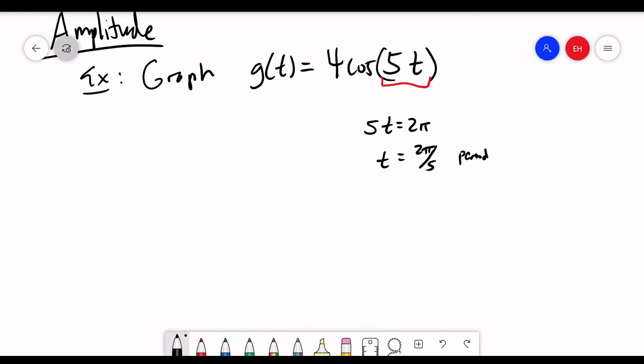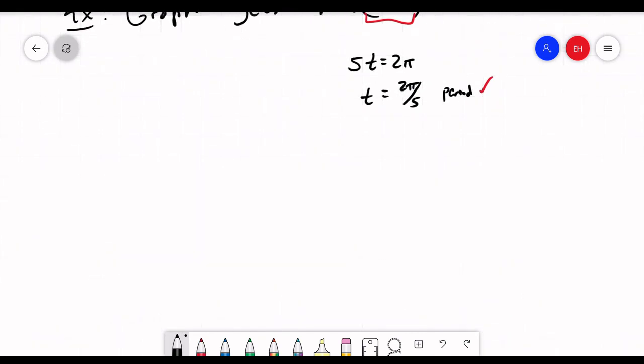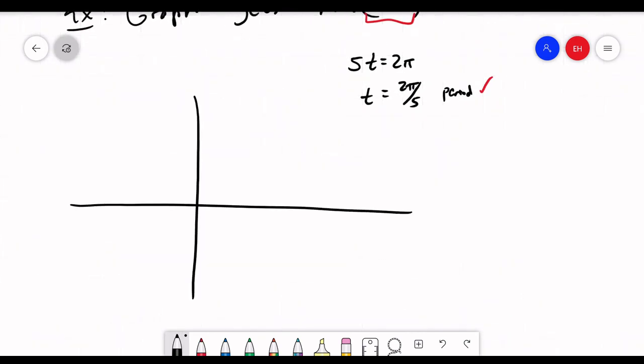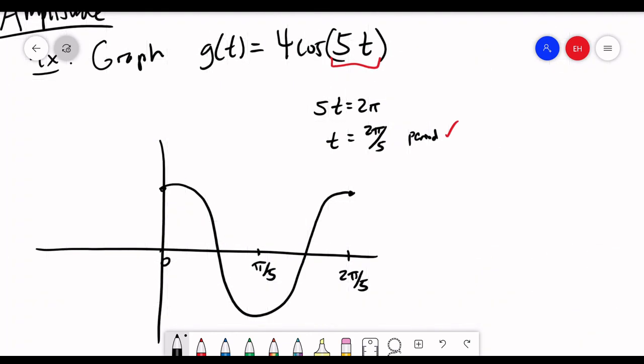So here, if we were going to look at the amplitude of this function, g of t equals 4 cosine 5t, first, let's get the period. The period is, when does cosine see 2 pi? So set the inside 5t equal to 2 pi, and divide by 5, the period is 2 pi over 5. So we can just draw our basic cosine wave and draw that the period is going to be 2 pi over 5, which puts pi over 5 in the middle.